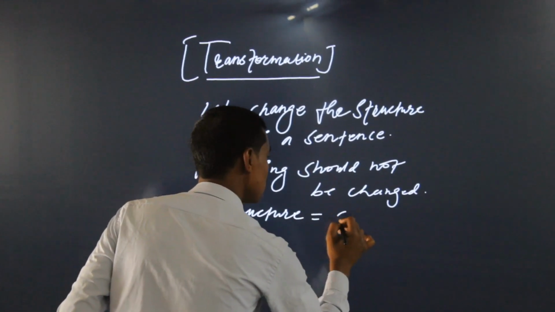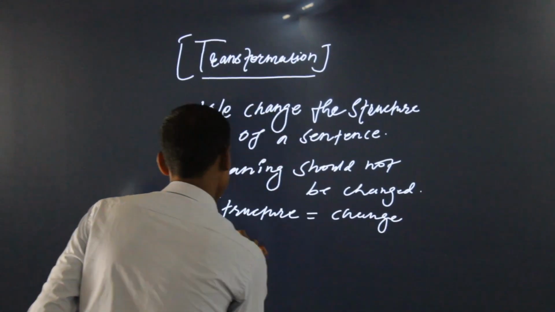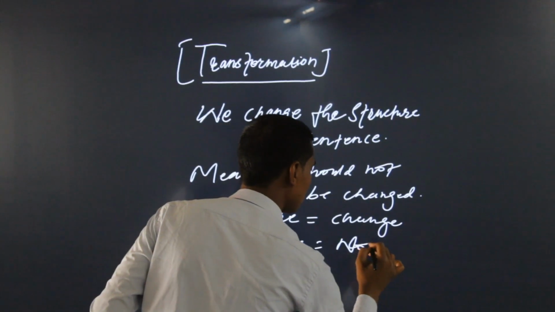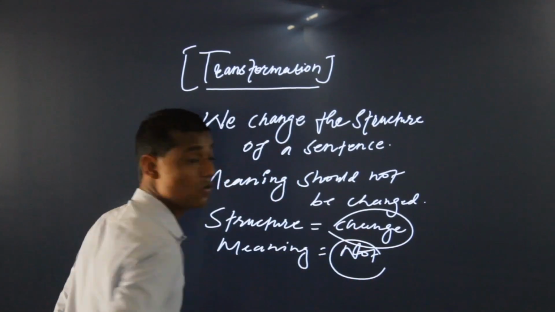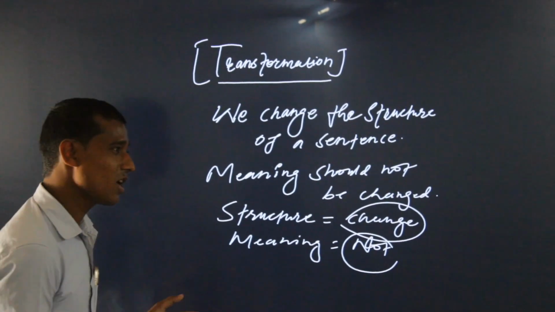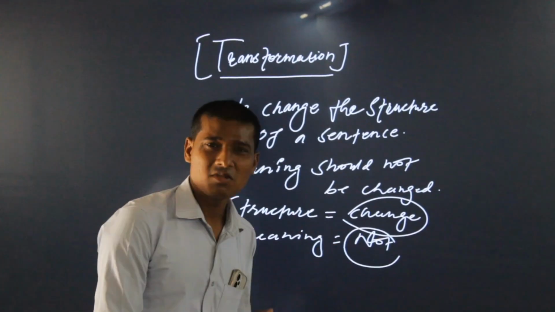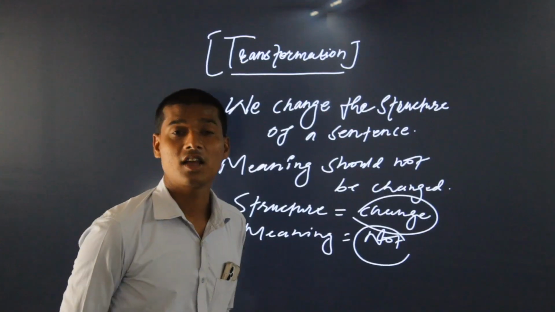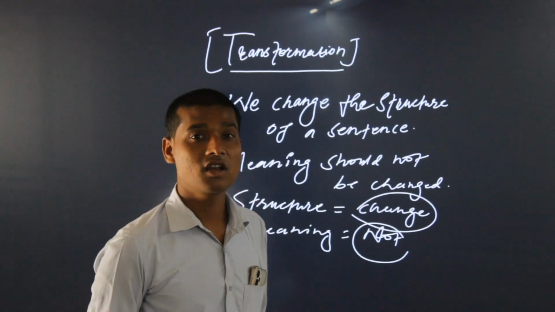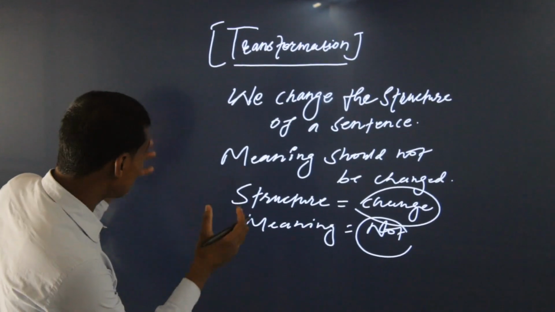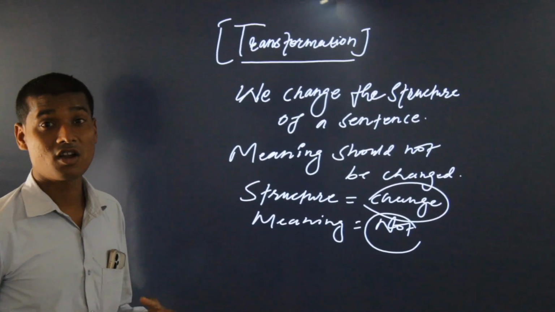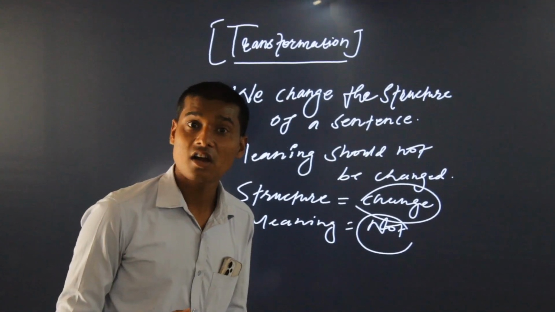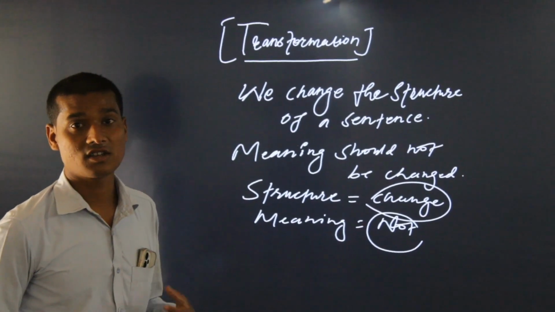Structure, change. Meaning, not. So we have to be cautious here. Sometimes we make a mistake by changing the structure of a sentence, but we are not aware that we are also changing the meaning of the sentence. But in this type of chapter, we have to be aware that we can't change the meaning of the particular sentence.